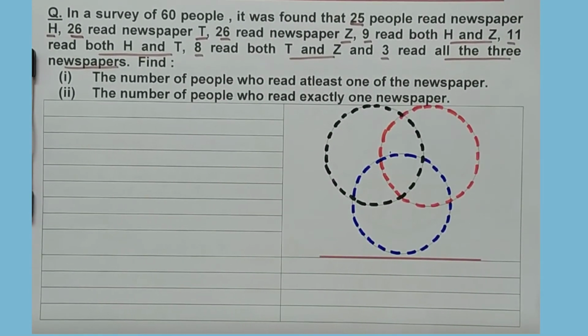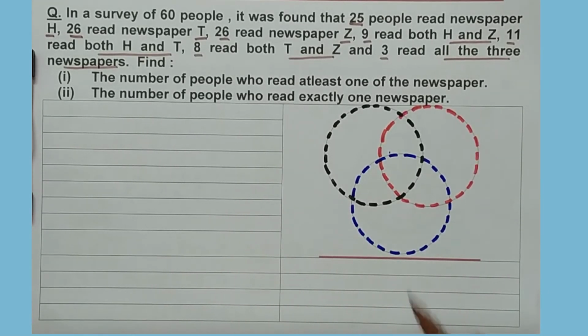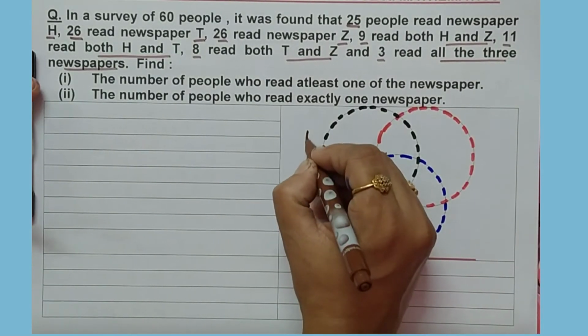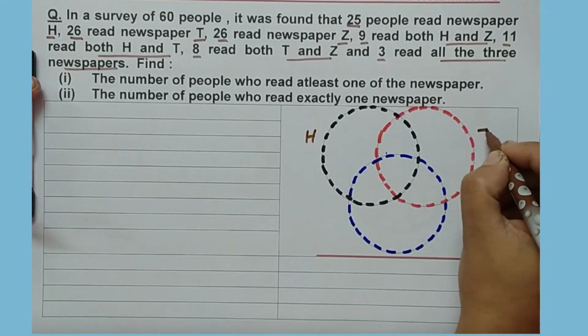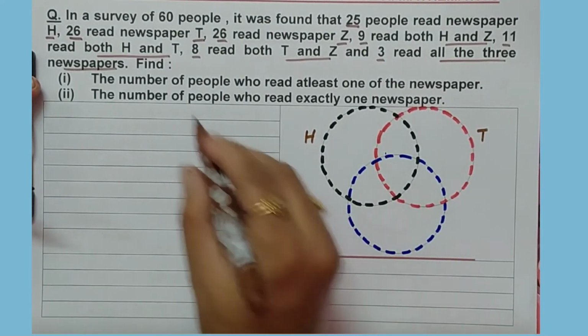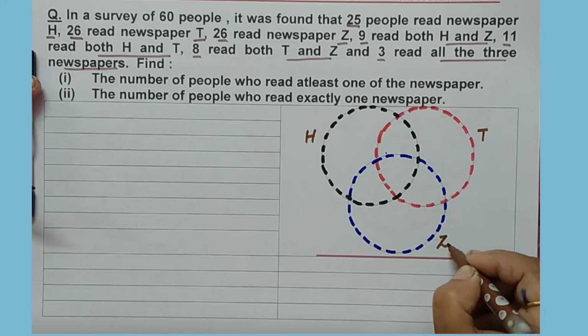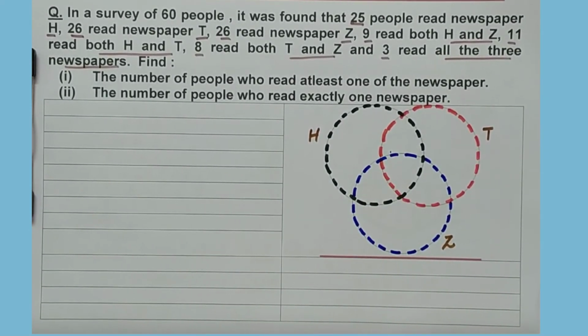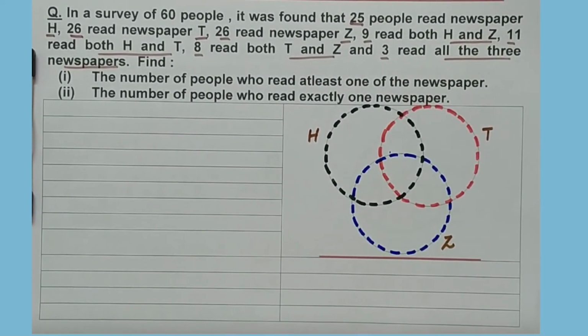Before starting, I told you that you need to mark the different sets mentioned in the question. Here, 3 sets are mentioned. One is the set which consists of newspaper H. The second is the set which consists of newspaper T. And the third is the set which consists of newspaper Z. After that, you need to mark the elements.